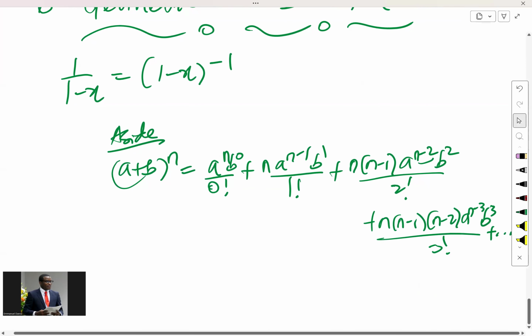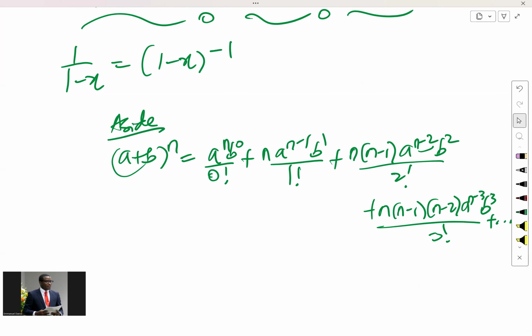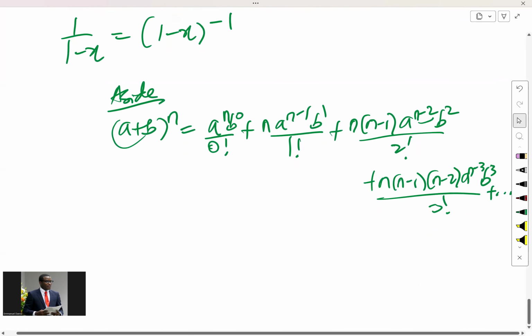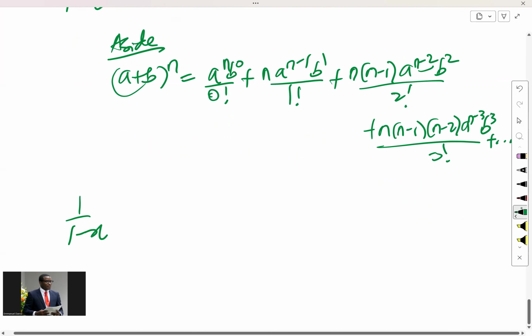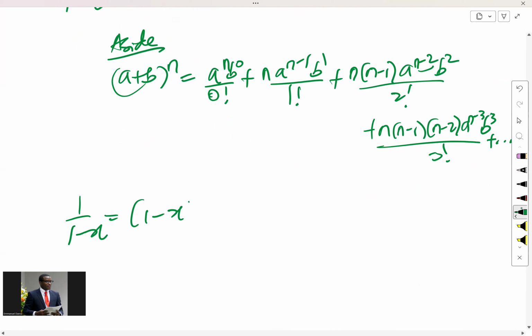So that's how we get this one. This is general. Yeah, this is power series still, technically, right? So if you're going to apply this to 1 minus x raised to power minus 1, so we have 1 over 1 minus x, right? Which is 1 minus x raised to power minus 1.